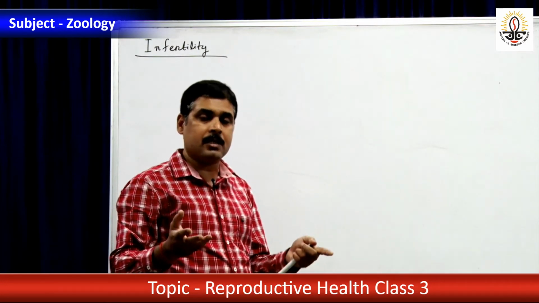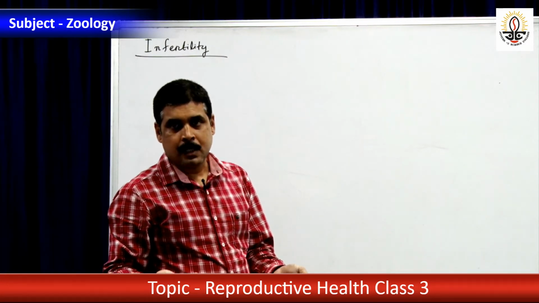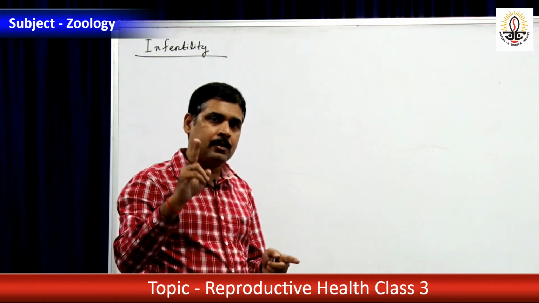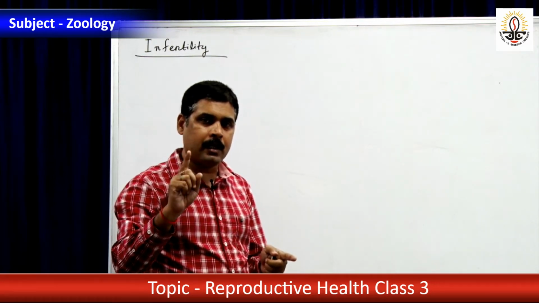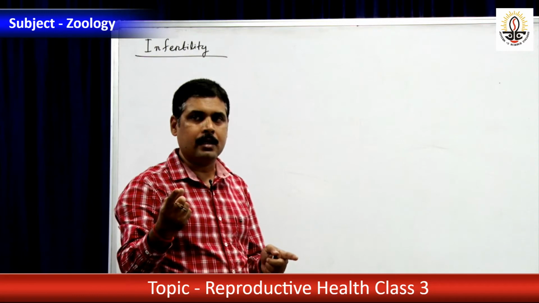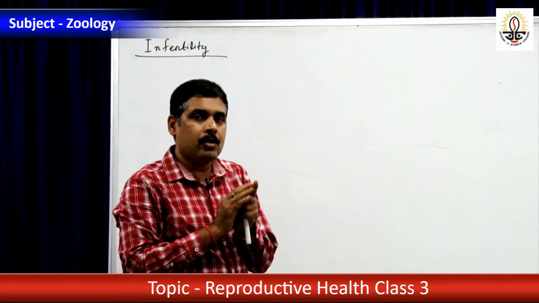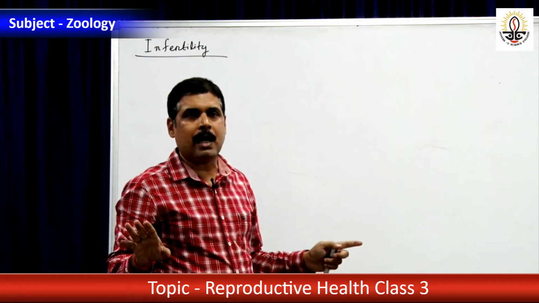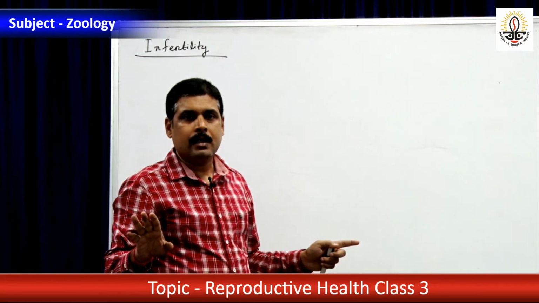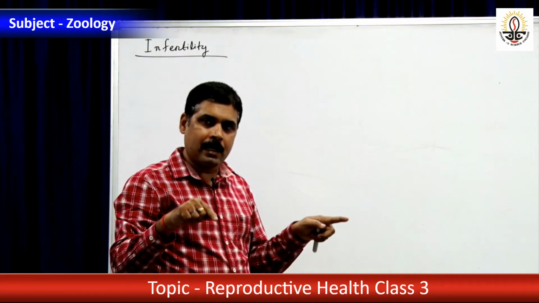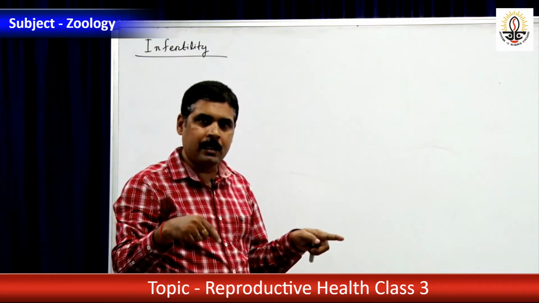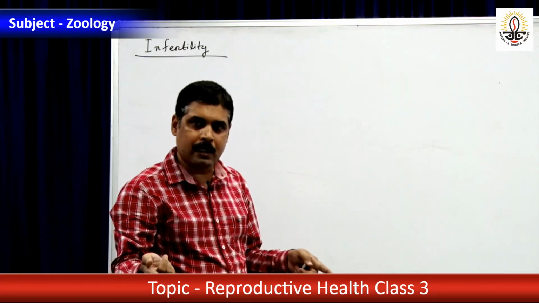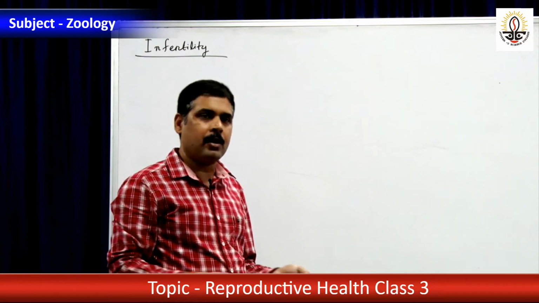So many causes of infertility are there. And infertility is categorized into 2 types. One is primary infertility, second one is secondary infertility. If the couples are not having a child at all, that is called primary infertility. If there were previous pregnancies but inability of producing a child subsequently, that is known as secondary infertility.